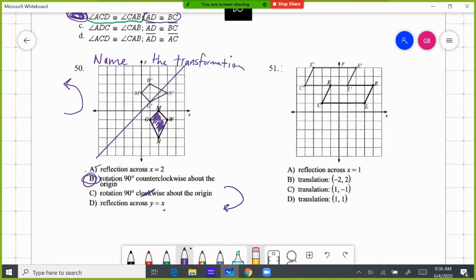Okay, so that's the line y equals x, and if you reflect across that line, it's not going to match up with that one. So that's why it's B. Okay. 51. This is our pre-image, the one without the tick marks. Okay, so how do you go from here to here? Okay, so you go to the left 2 units and up 2 units. So that's the translation. And if you go to the left, that's negative. And if you go up, that's positive. So negative 2, 2.